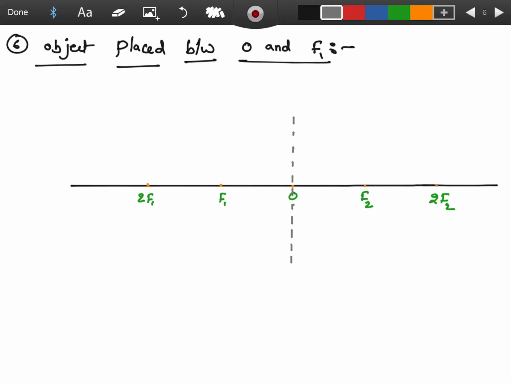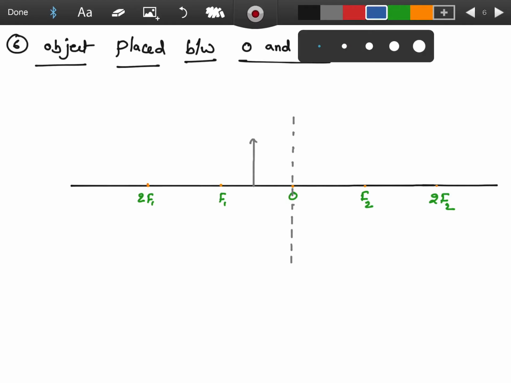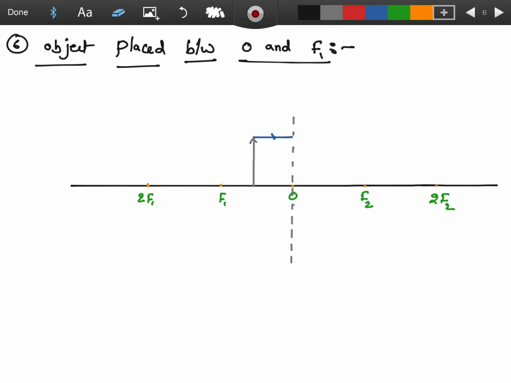Now where is the object? Object placed between O and f1. Here, see it, somewhere here I am taking. This is my object. Now coming to the ray diagrams. First ray I am taking as usual, the light ray which is passing parallel to the principal axis. Any light ray passing parallel to the principal axis, after refraction it will pass through f2, like this.